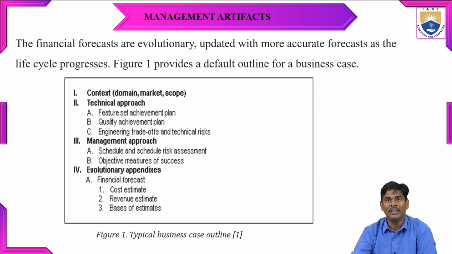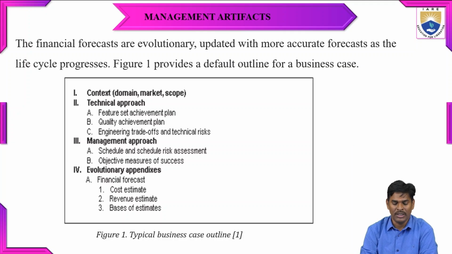We'll see here the financial forecast for the evolutionary process, updated with more accurate forecasts as the life cycle progresses. In this diagram, we know that it is mainly used for the business case outline. The first one is context. The management and the team will sit and verify in which domain they are going to implement the project, what the target market is, and what the scope of this project is.